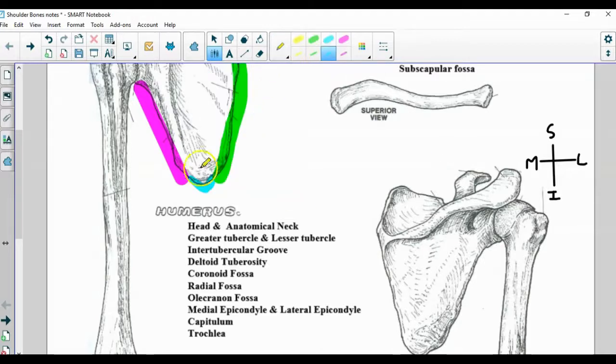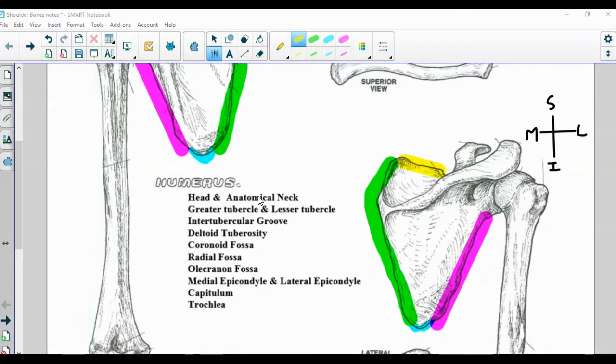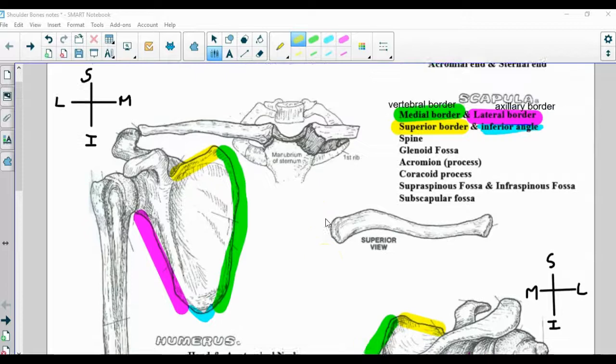So I'm going to go ahead and transition my labels over to this image. Okay, I've transitioned those over, so you can see medial border, lateral border, superior border, inferior angle. Okay, so we've taken care of all of our boundaries.